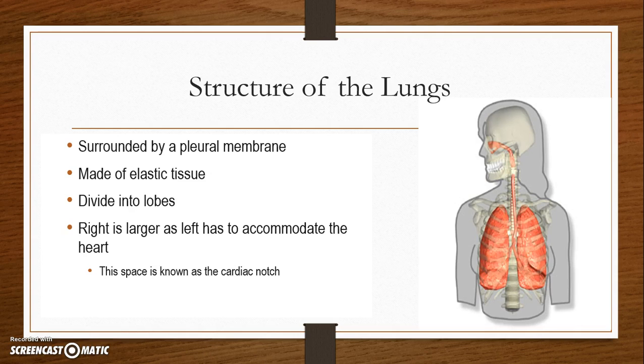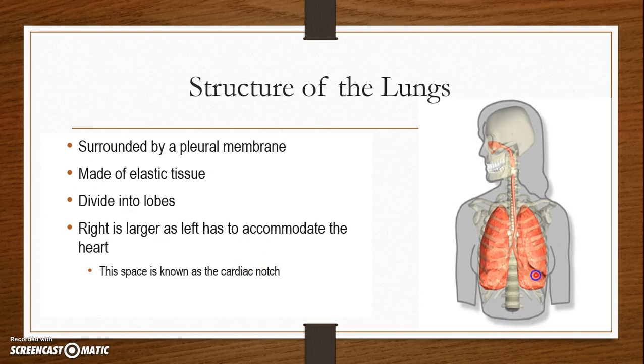Just hold on to your chest now, take a deep breath in and out, and just feel your chest rising. Now, if lungs were not elasticated, they would not be able to expand as much as they do. They're divided into lobes, and the right is larger and has to accommodate the heart. The space is known as the cardiac notch.